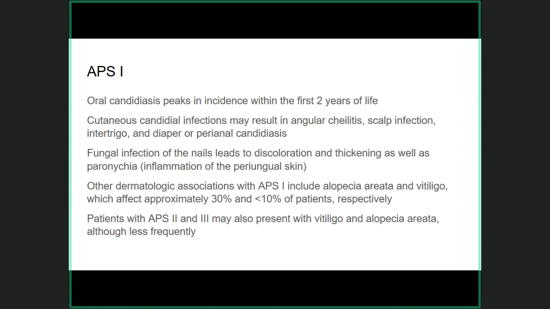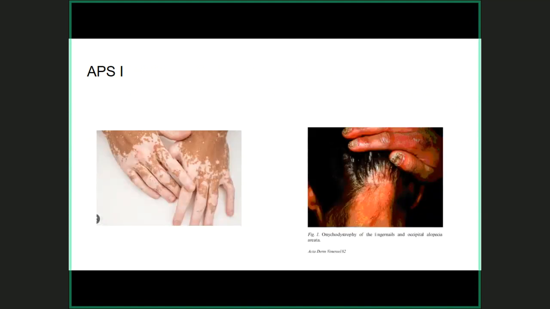loss of hair, and vitiligo, which is depigmentation because of the loss of the melanin, and it affects 30% to 10% of patients. And these two, the vitiligo and alopecia, are less frequent in APS 2 and 3. As you can see in this picture, this is a pretty dramatic presentation of the vitiligo and some localized hair loss there.